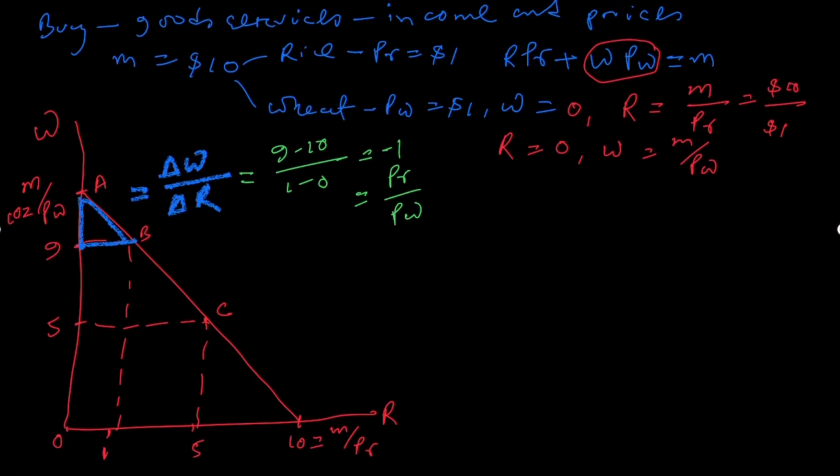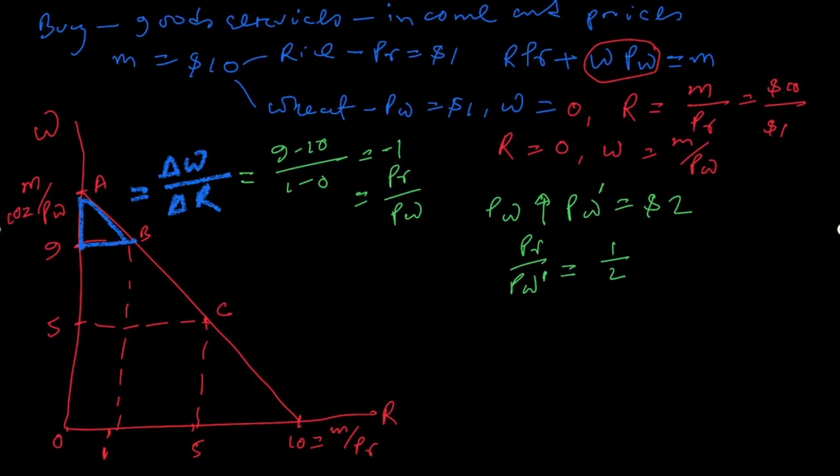Now what happens if the relative price changes? For example, if the price of wheat doubles, so PW is increased to PW bar, which is maybe $2, the relative price PR by PW now becomes half. That means the slope becomes flatter because the slope is decreasing.